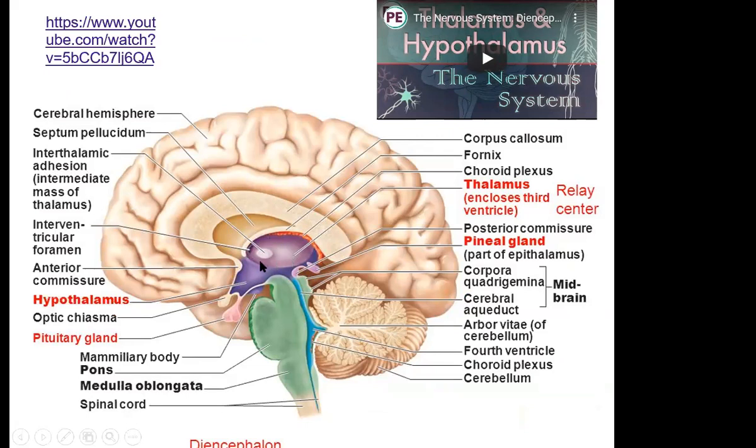Hypo means below, so the hypothalamus is the area right below the thalamus. This is also a part of the diencephalon. So you have the hypothalamus, the thalamus, and then of course the epithalamus, which is where the pineal gland is. We're going to watch this quick video over the thalamus and the hypothalamus so that you can see some of the functions of these two structures.